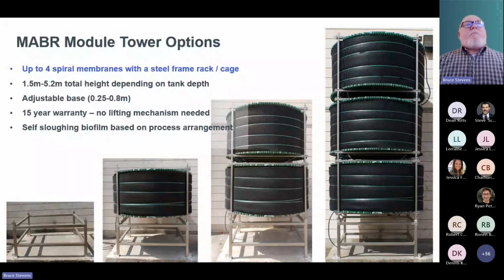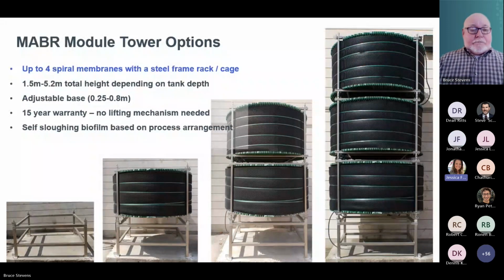We think the anaerobic selector in the front of the system helps quite a bit by taking up all that soluble BOD before it gets into the anoxic zone, where the autotrophs can really focus on the nitrogen removal and the ammonia conversion. Good question.